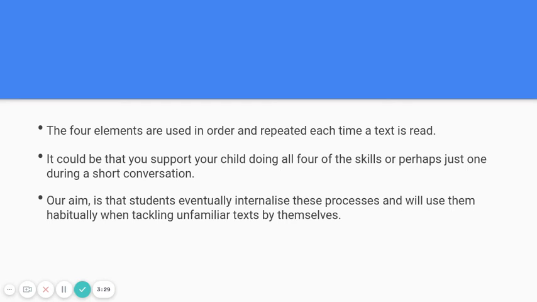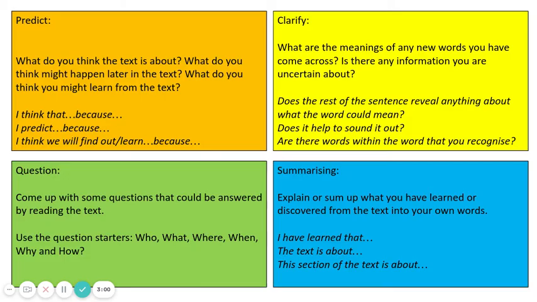The 4 elements are used in order, and they're repeated each time a text is read. So you can use it across different texts. It might be that you use all 4 at once, or that you're using one at a time and just discussing them. It can just take place as a short conversation. Our aim, and by sharing this with you as well, is that eventually students internalize these processes and they become something that they use habitually when they're tackling an unfamiliar or challenging text by themselves.